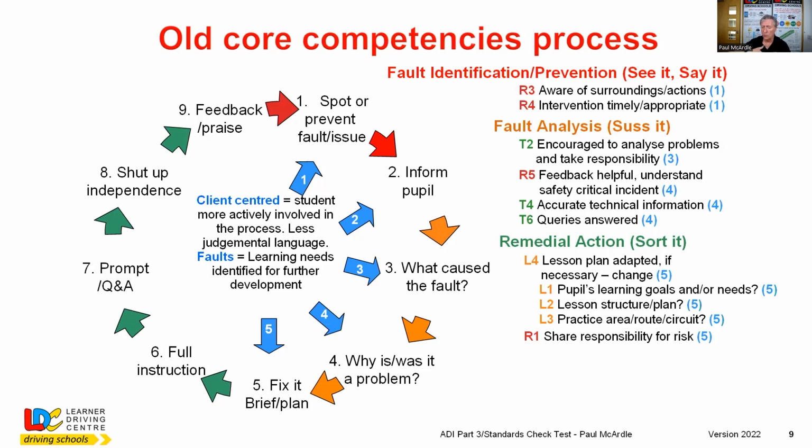What activities can we do to help you with this clutch control issue that seems to have appeared, which then means that you're probably going to change your lesson structure and the activities that you're going to conduct. You might even have to change the practice area, but you certainly have to change the route or go to a different place if you're going to practice clutch control versus doing junctions, potentially, although it might just be down a side street where you could do that. So that's why, in the remedial action, L4, L1, L2, and L3 would come involved.